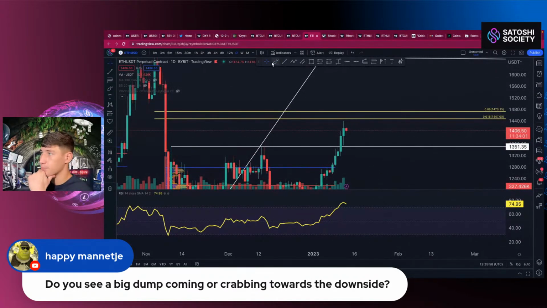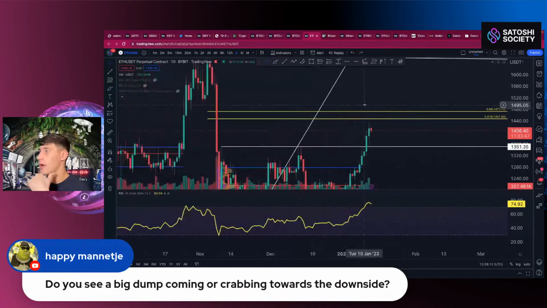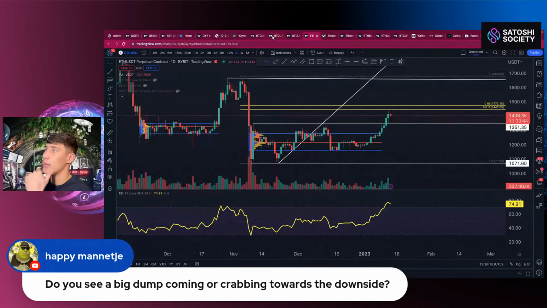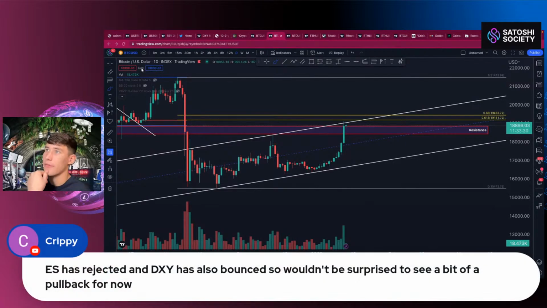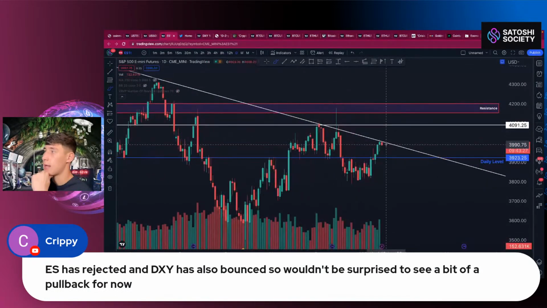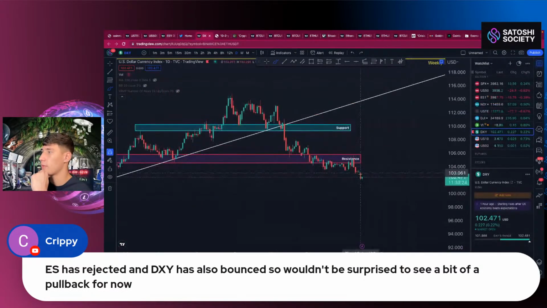And then we also have this major golden pocket coming in here as well, between $1,450 approximately and $1,472 approximately. So we could see the price come and test this and then potentially see a rejection there. But again, for Ethereum, I am expecting a pullback as with Bitcoin because there's just so many bearish signs coming out right now. ES has rejected and DXY has also bounced, so I wouldn't be surprised to see a bit of a pullback for now. Exactly, that's what I've said. We're seeing the ES get a rejection, and we're seeing DXY have a little push towards the upside today. So would not be surprised if we have that pullback at all.